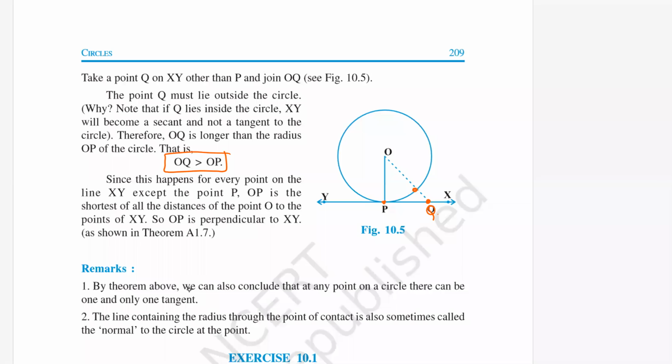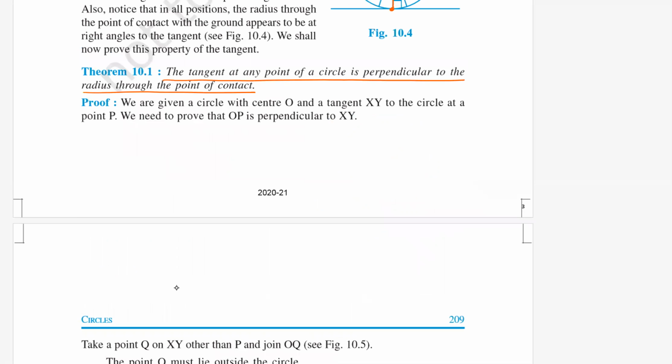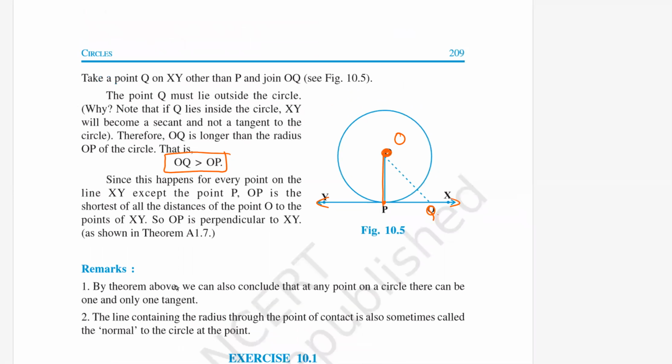Now from O to line XY, we can draw many lines, but we know that the perpendicular distance between a line and a point is the shortest. That means OP will be the shortest distance between this point O and XY. So the tangent at any point on the circle is perpendicular to the radius through the point of contact. जो shortest distance होगा वो हमेशा perpendicular का ही होगा. तो OP is perpendicular to XY.